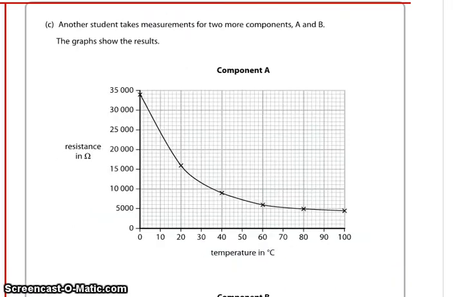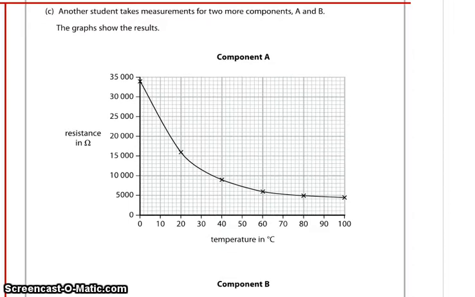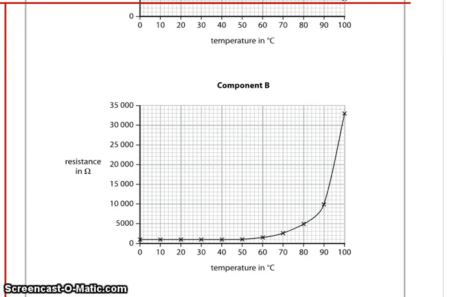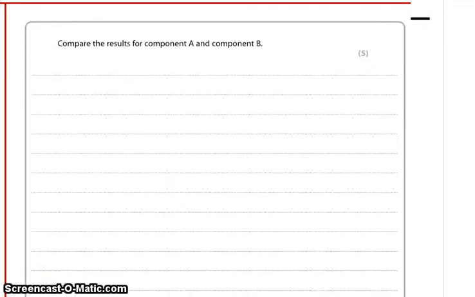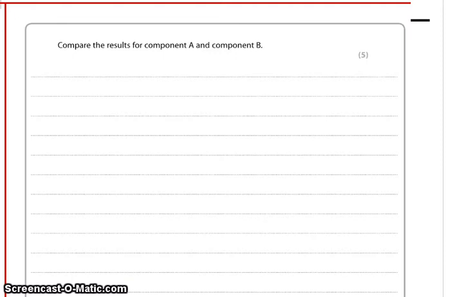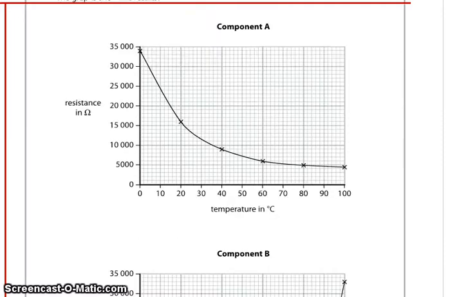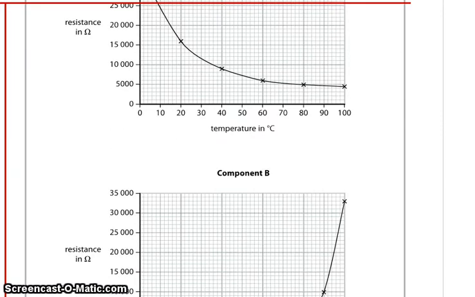Another student takes measurements for two more components, A and B. A, the resistance goes down as the temperature goes up. B, the resistance goes up as the temperature goes up. Now compare the results for component A and component B. Now there's all kinds of different ways that we can compare the results for A and B. Let's just put them together a minute.